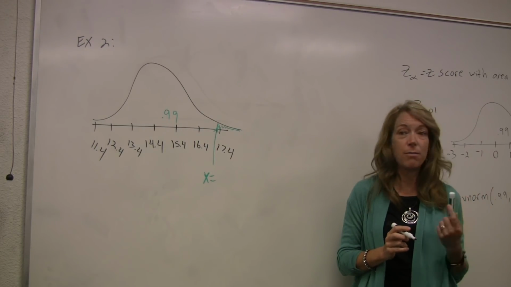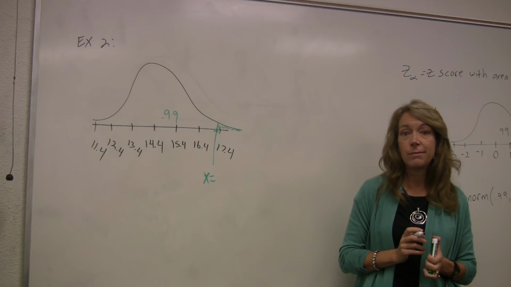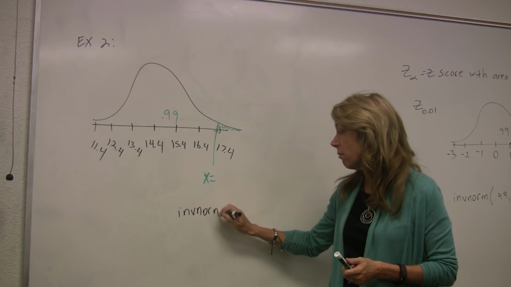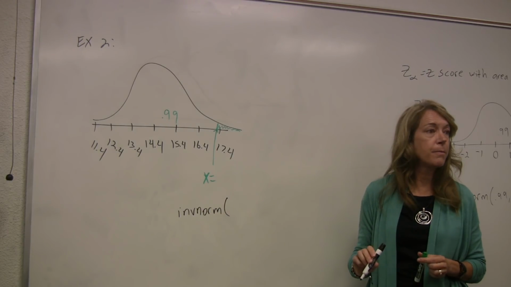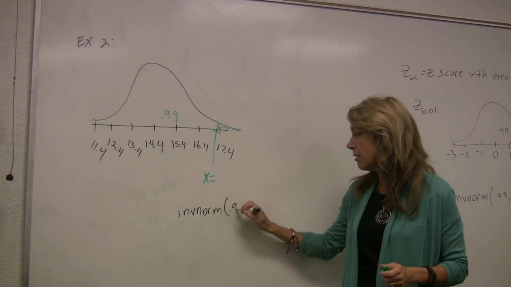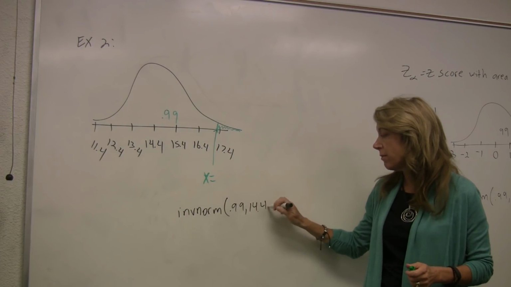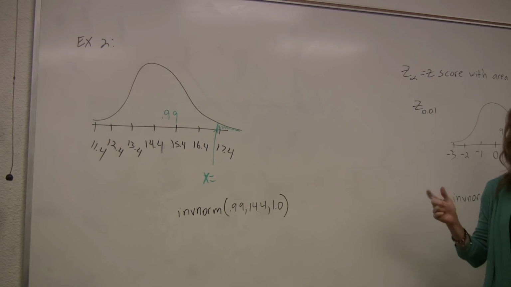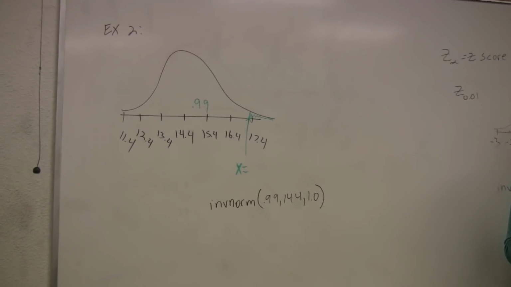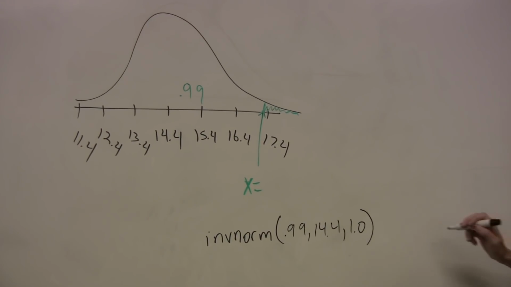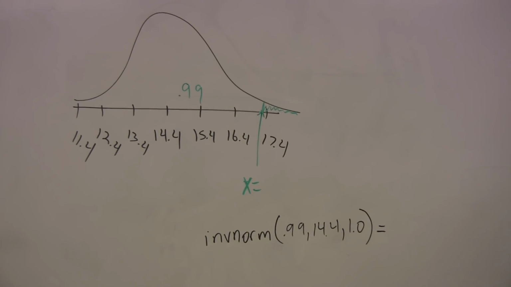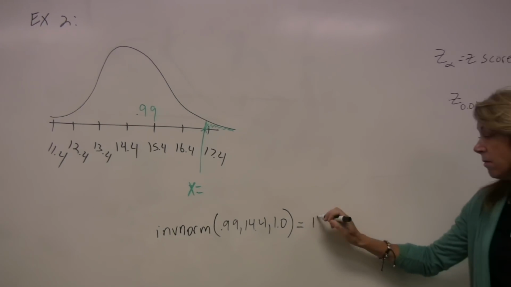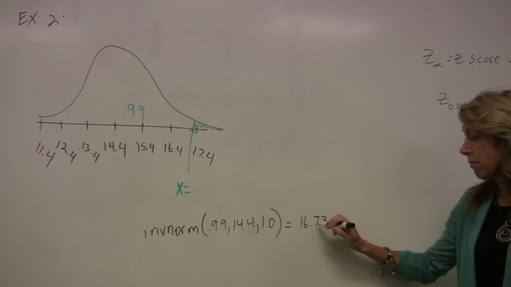We have the area, we have the probability, so we're going to use inverse norm. And we're going to tell inverse norm 0.99, 14.4, and 1. Your area to the left, your mean, and your standard deviation. What'd you say, 16 point what? 16.773. 16.73 inches?